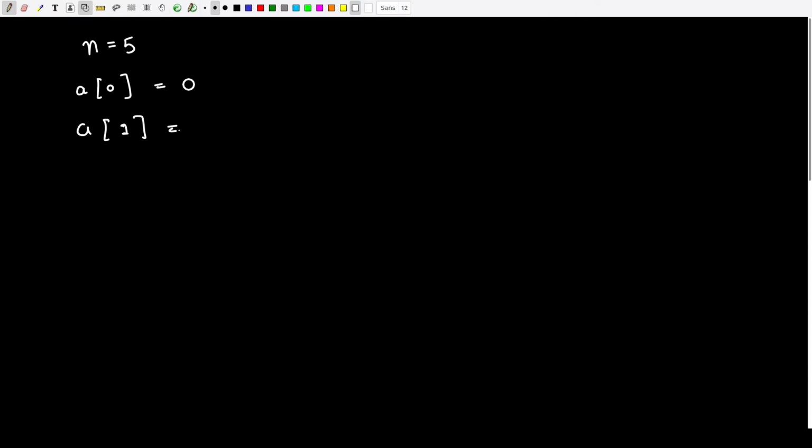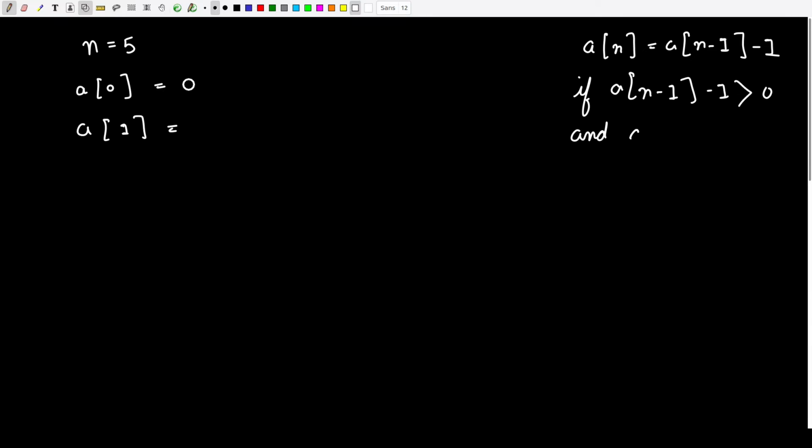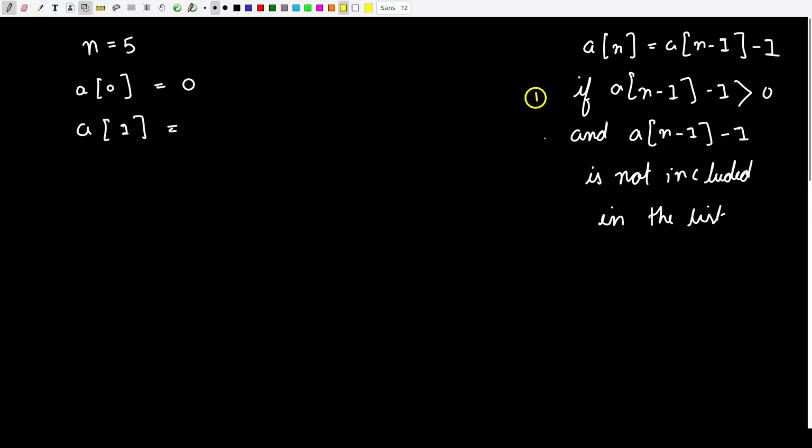a1 is equal to, so let us write the Recaman's function: a_n is equal to a of n minus 1 minus n, if a of n minus 1 minus n is greater than 0 and is not included in the list. If these two conditions are satisfied, so this is my condition 1 and this is my condition 2, then we are going to evaluate a_n equal to this. Otherwise we are going to say a_n is equal to a of n minus 1 plus n.